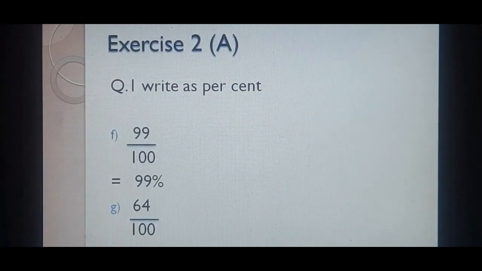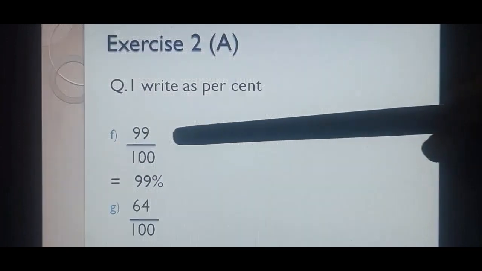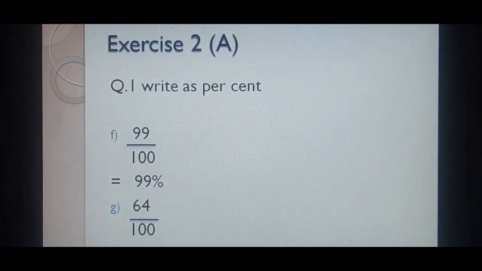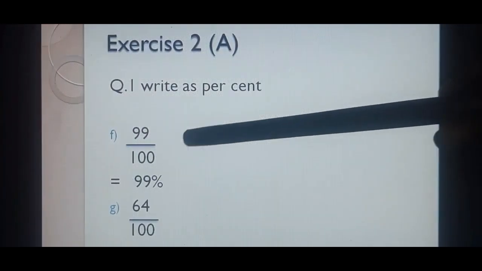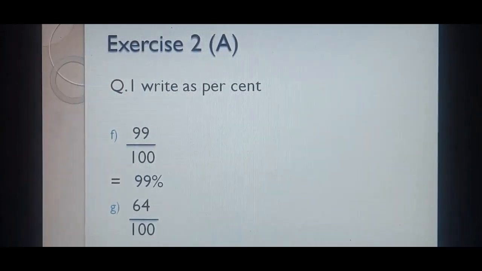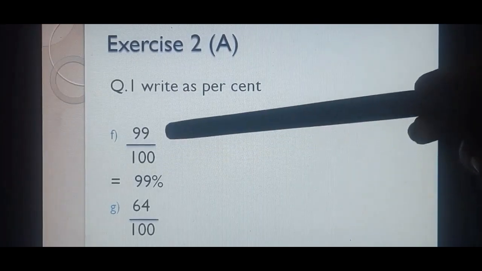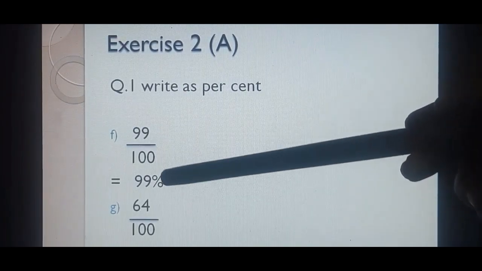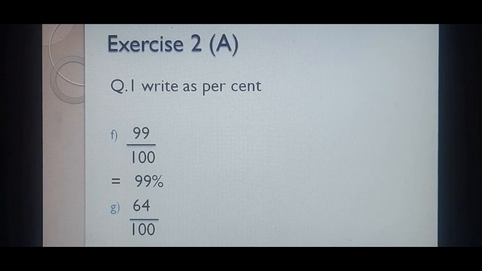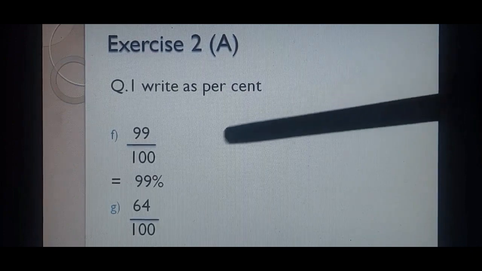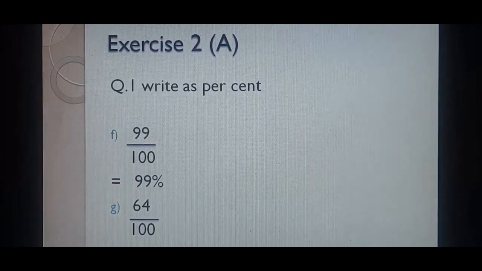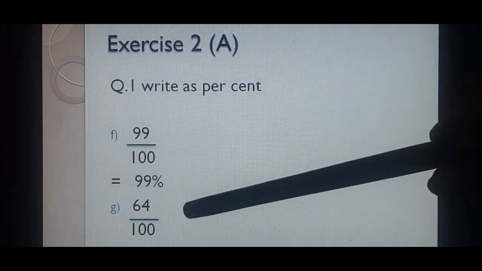Write as percent. F part, 99 upon 100. We have to write it in the form of percent. We know that to convert it into percent we want the denominator as 100. As 100 is already given, it will become 99%. Numerator with percentage sign. Understood? 99%.